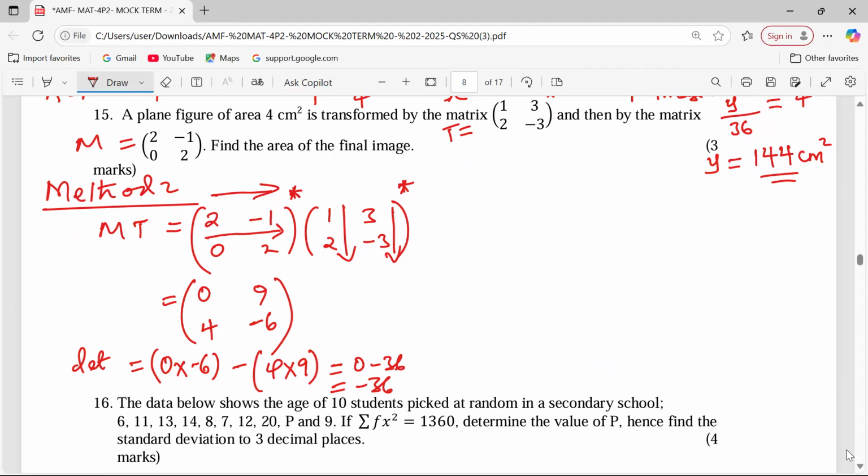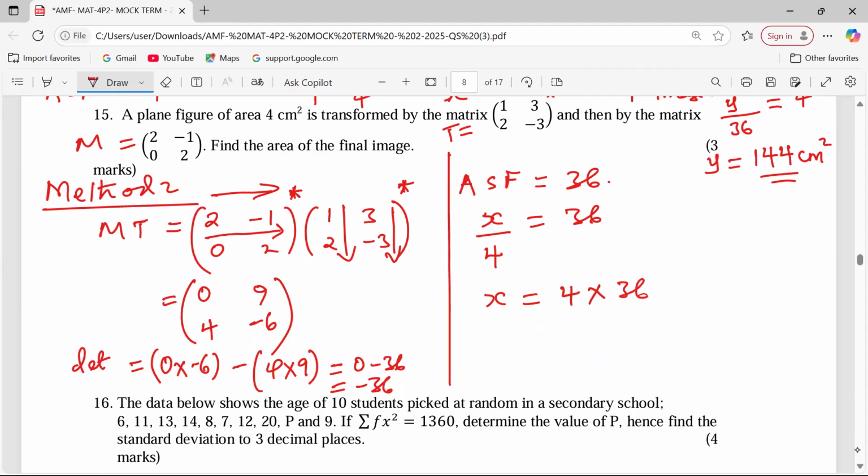With the -36 as the determinant, we shall conclude that the area scale factor equals the absolute value of the determinant, 36. So the final image out of the first image should give us 36, which is our area scale factor. So how do we get this final image? 4 by 36, giving us 144 square centimeters. So we are through with question 15.